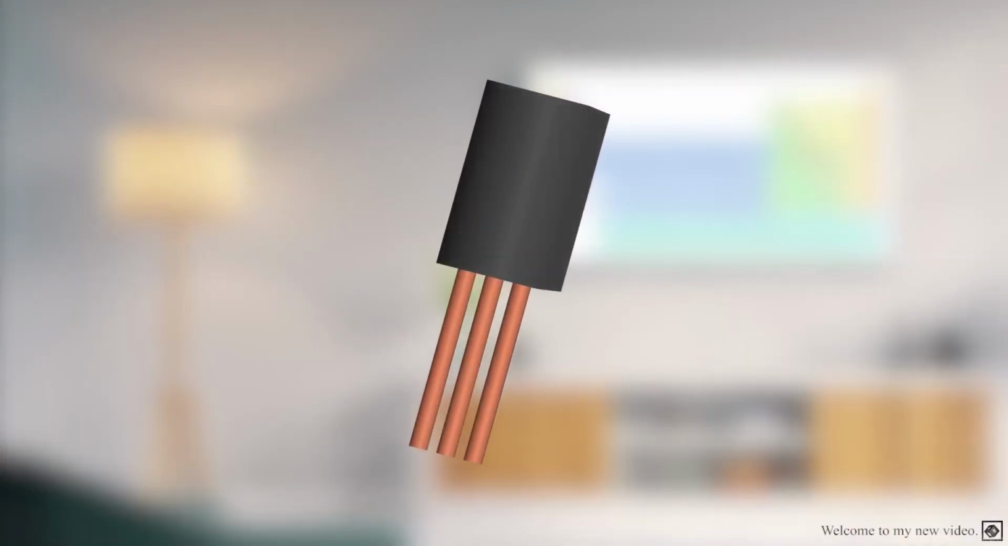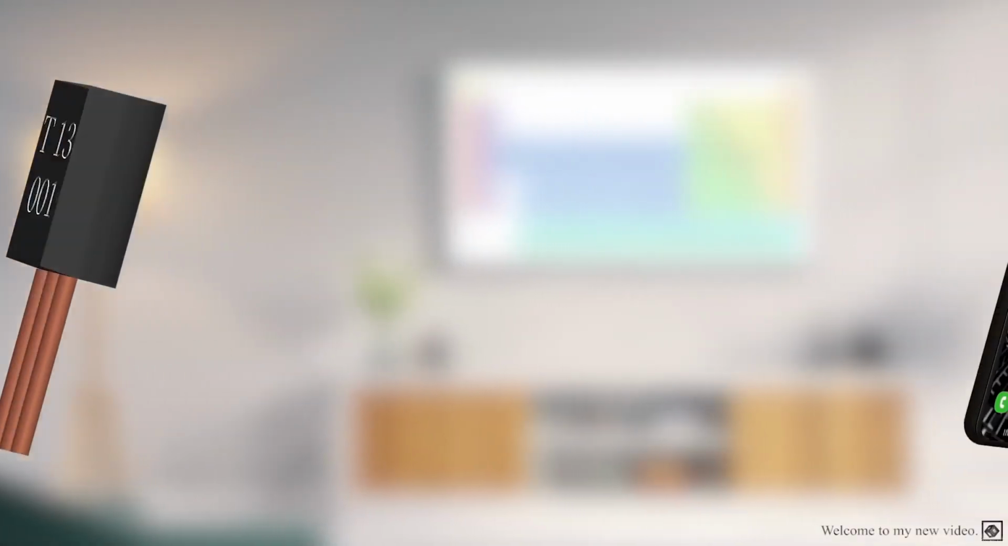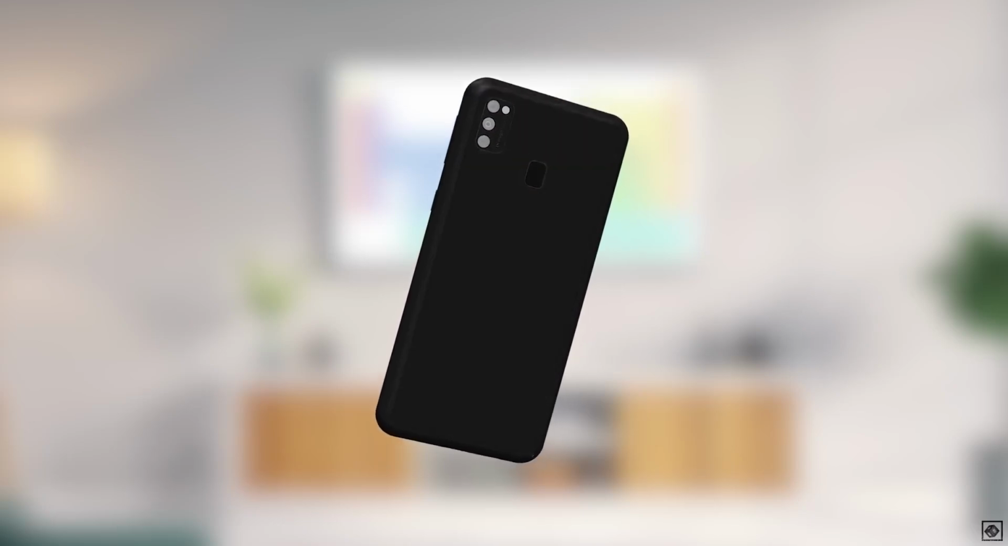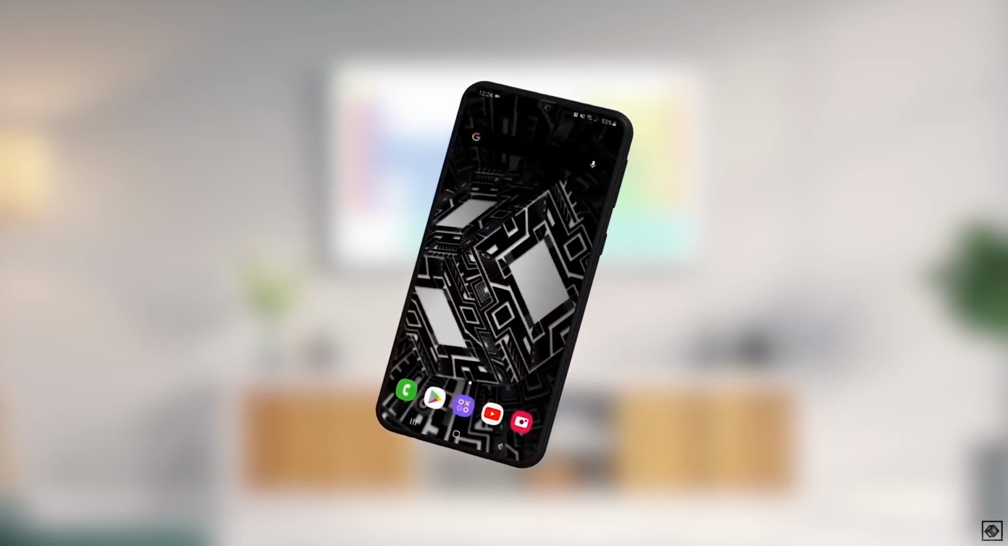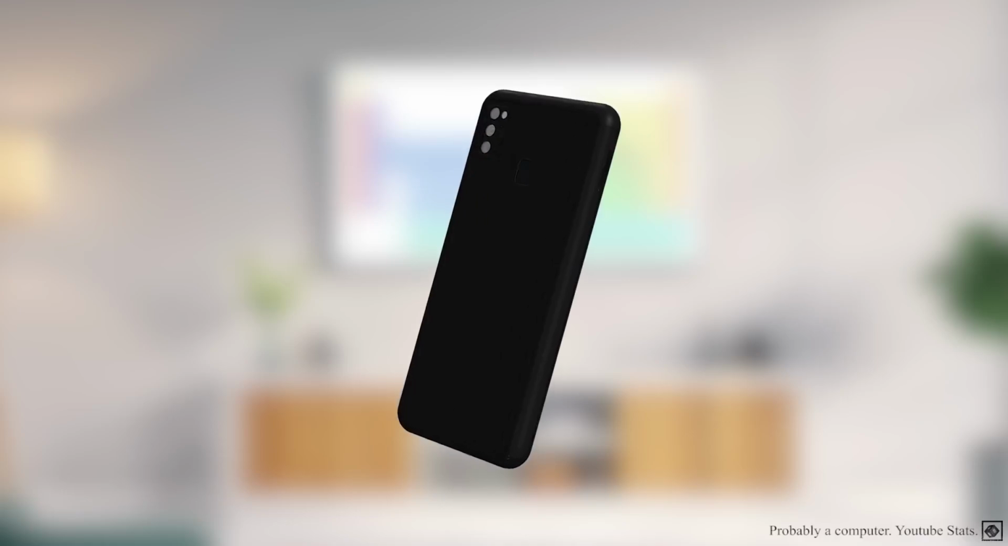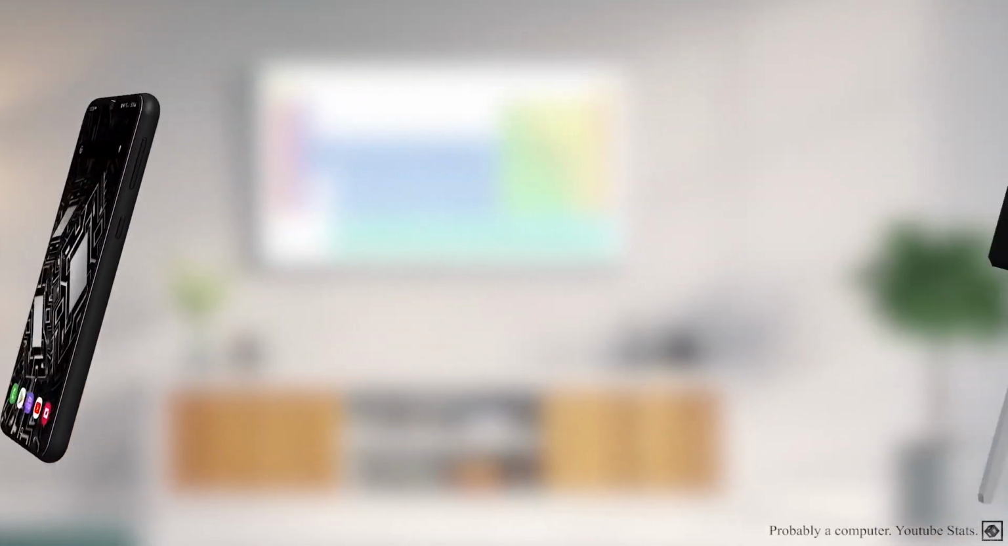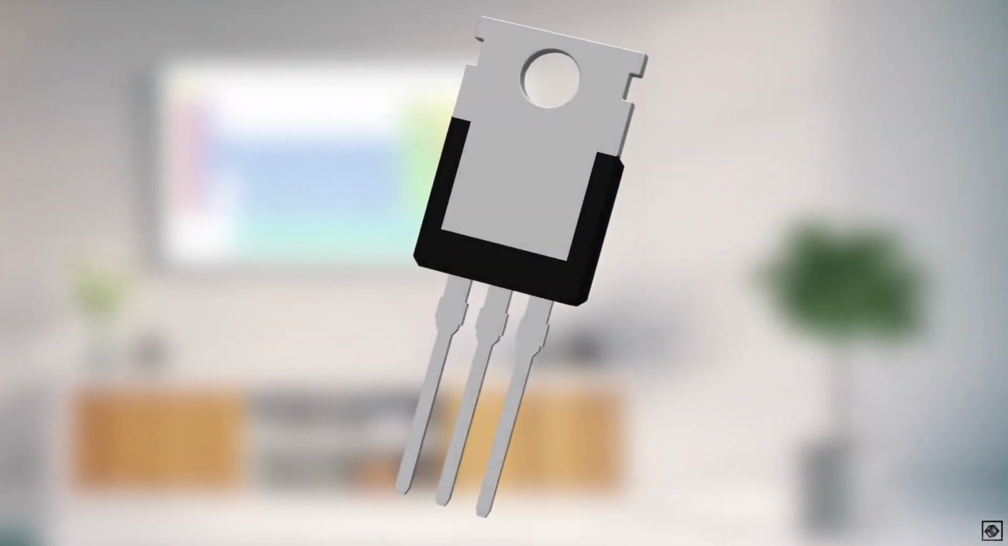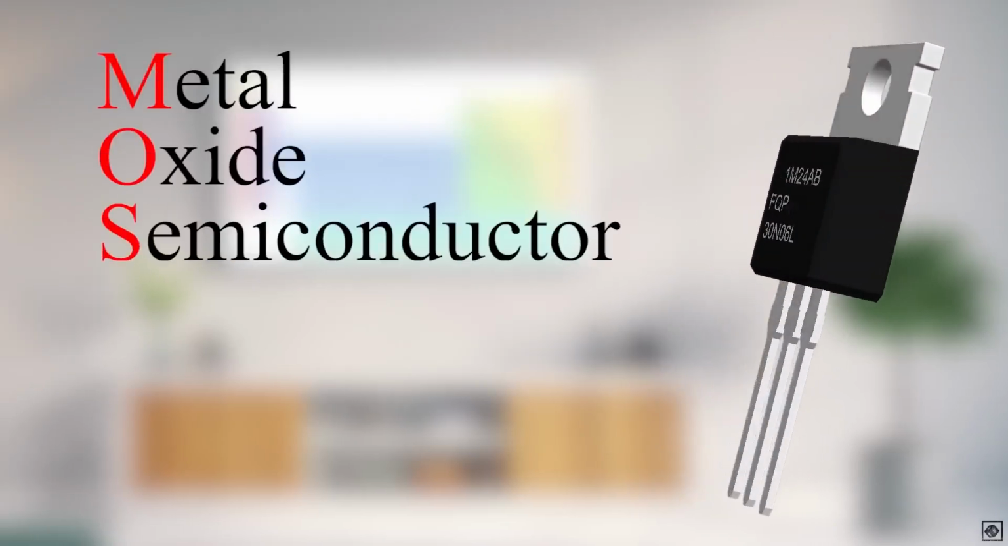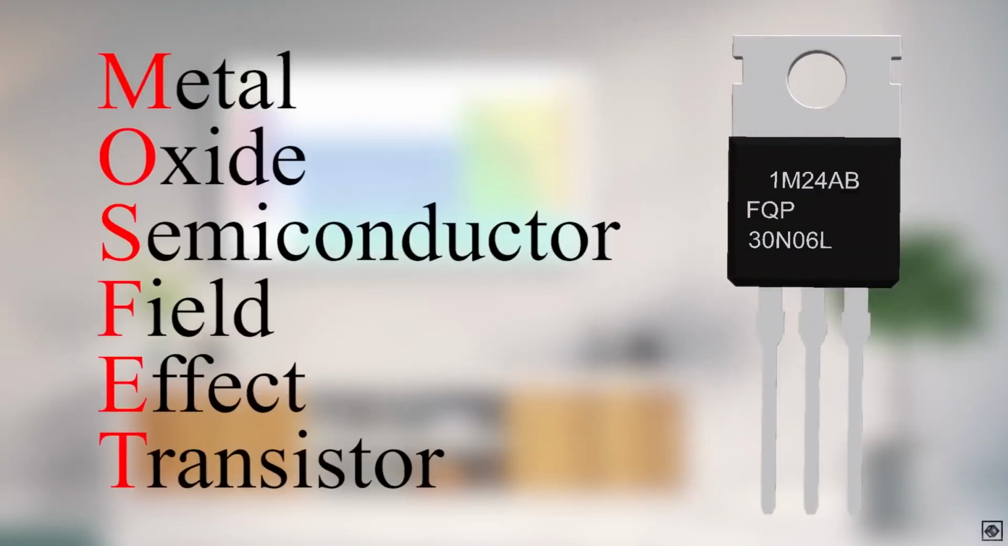Transistors are the basic building blocks of modern-day electronics. There are billions of transistors in the device which you are using to watch this video, most of which comprise field effect transistors. In today's video, we will be exploring one of the field effect transistors, which is the metal oxide semiconductor field effect transistor, or MOSFET in short.